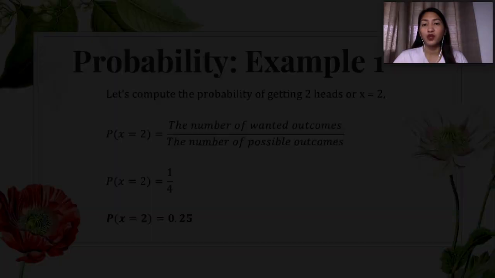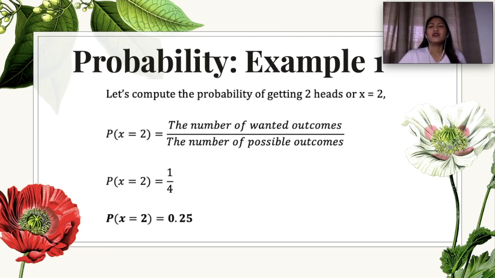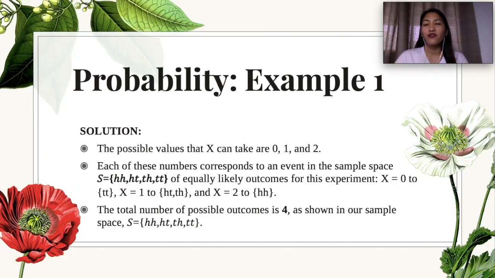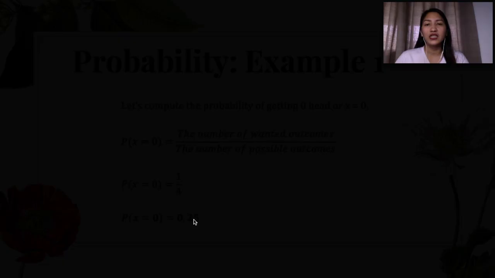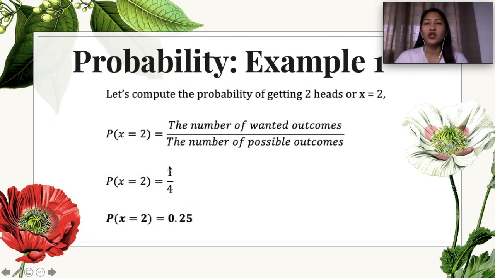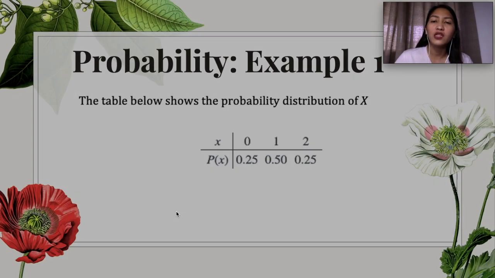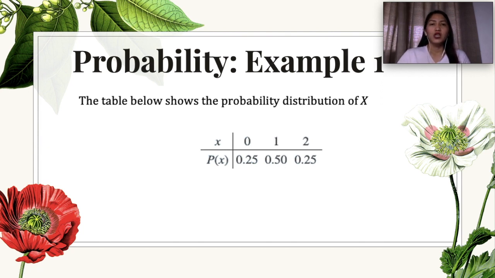That is 0.5 or 0.50. Now, let's compute the probability of getting 2. This is the third scenario, where X is equal to 2. The probability of getting 2 is only 1 over 4 or 0.25, because out of our 4 scenarios, only one is 2 heads. So, the probability of getting 2 heads is only 1 over 4 or 0.25.